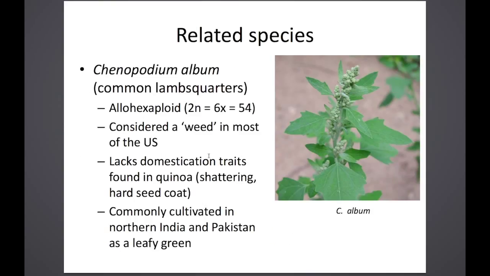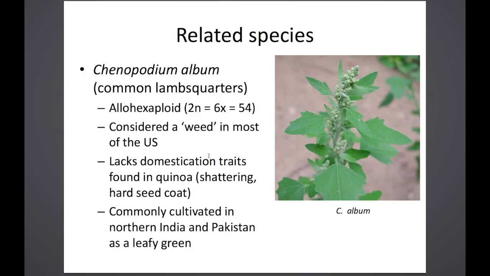So there are some related species. I'll just touch on two of the most important ones because we see them quite a bit in our fields. The first is Chenopodium album, common lamb's quarters. It's an allohexaploid. It is considered a weed in most of the U.S., and it lacks domestication traits that are found in quinoa, such as shattering and a hard seed coat. So that essentially means that lamb's quarters, or Chenopodium album, has dormancy that most quinoa varieties do not. In fact, almost all quinoa varieties do not.